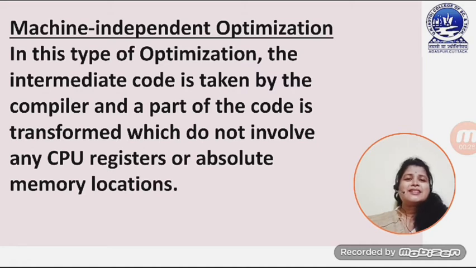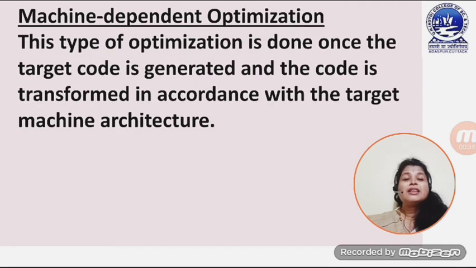Okay, it means that here the compiler is not considering what the architecture is, what the CPU registers are, what the memory locations are, etc. But in the case of machine dependent optimization, it is just the reverse of machine independent. In this type of optimization, once the target code is generated, the code is transformed according to the target machine architecture. It means that the optimization made in a particular system cannot be implemented in another system architecture.